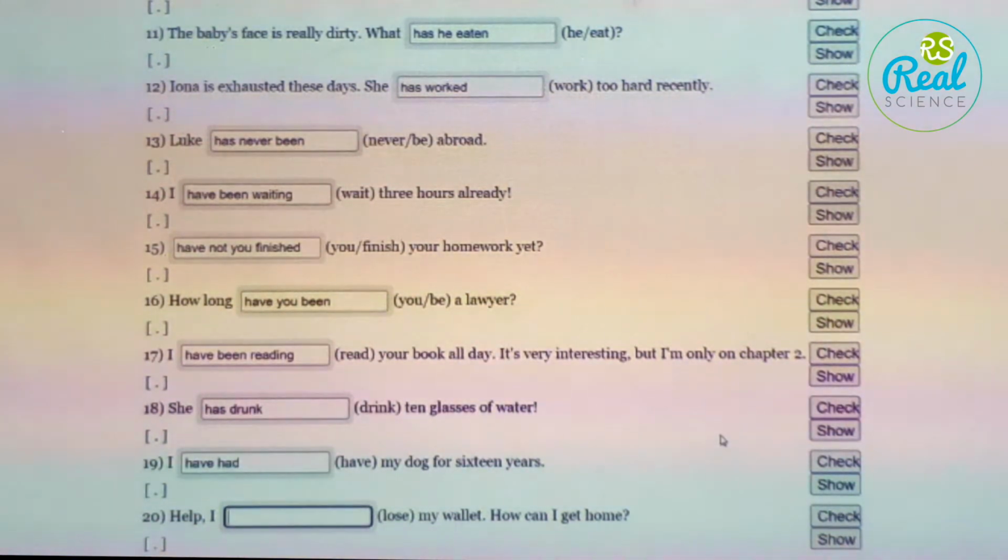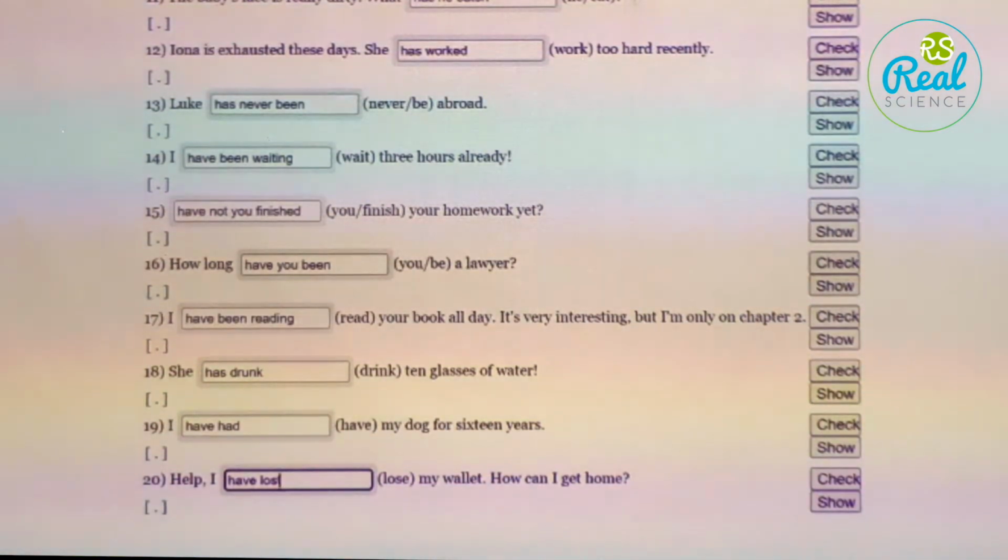So 20th: I have lost my wallet. Okay, nice. So now guys, let's check one by one.